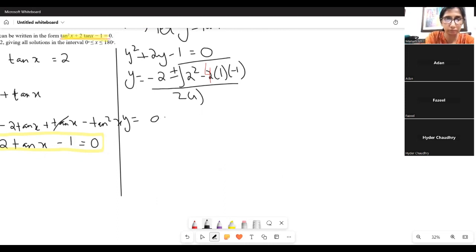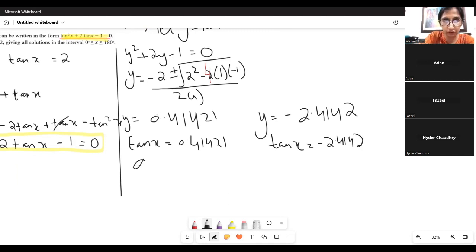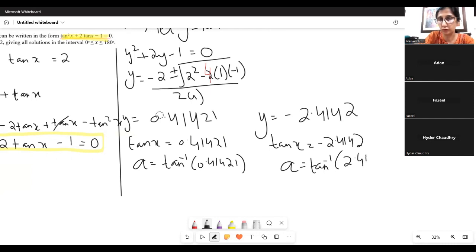It's 0.414 and -2.4142. I think yeah, okay. So tan x is equal to 0.41421 and tan x equals a negative 2.4142. Find the absolute angle first by taking tan inverse of the positive argument. Alpha is equal to tan inverse of positive 2.4142.